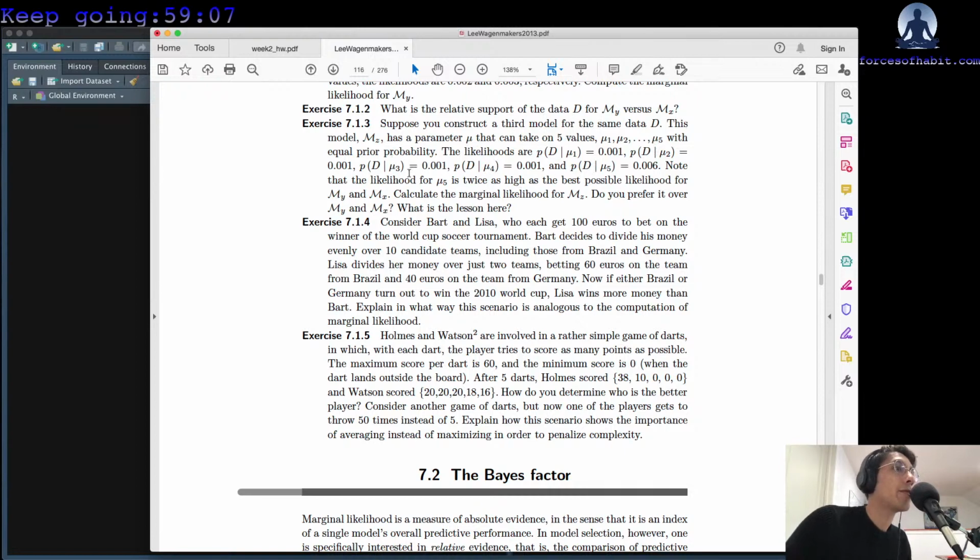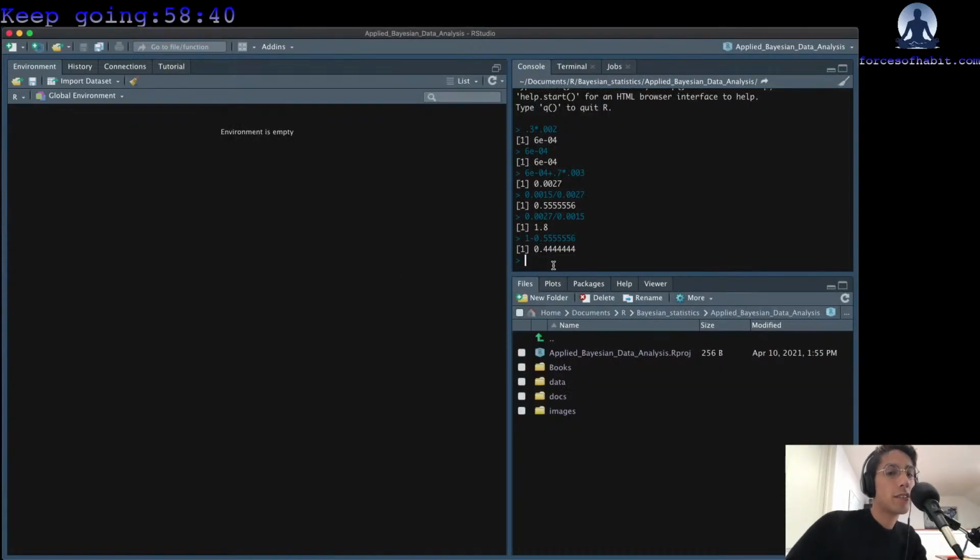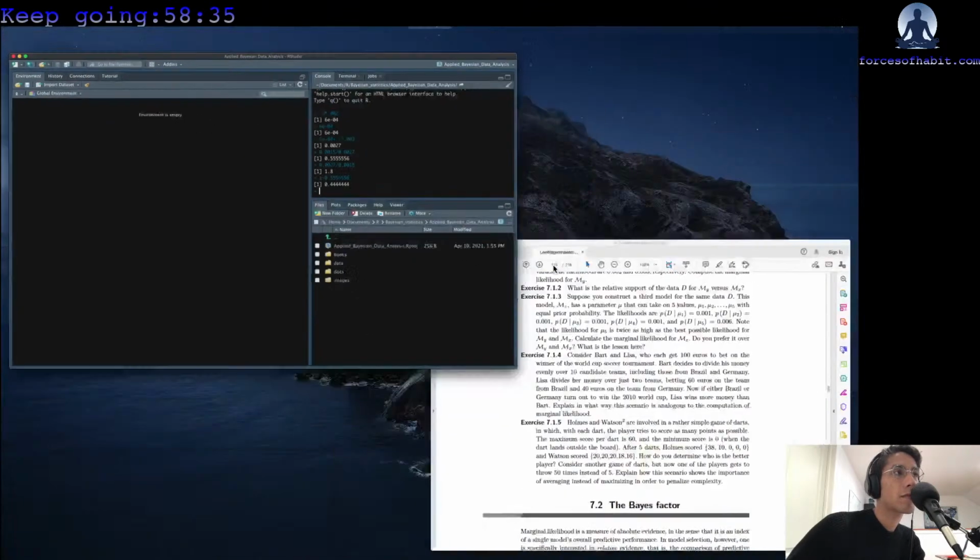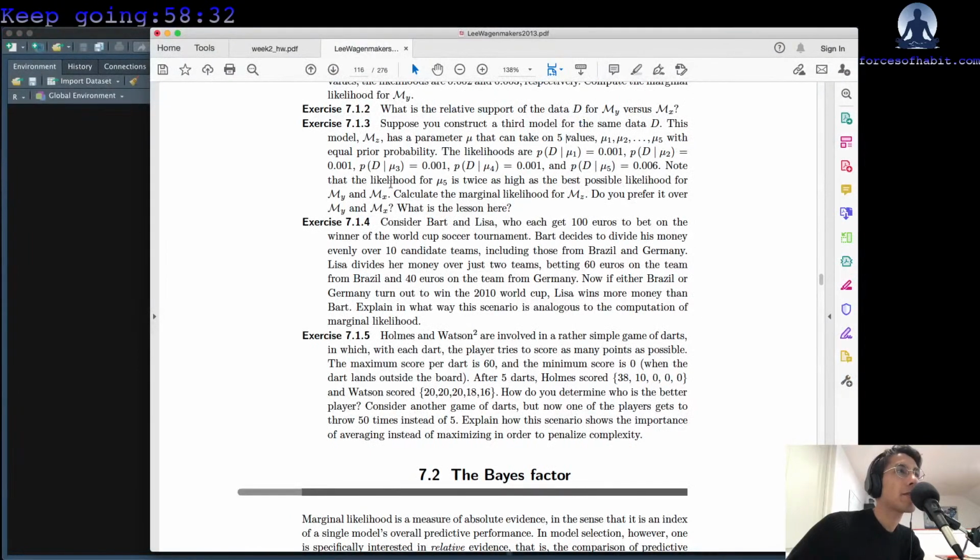Like 2, 4, 6, 8, 10. So we multiply each one of these by 2, which would be our prior, a uniform prior in this case. And then we're going to sum up the values, right? And that's going to give us the marginal likelihood. So note the likelihood for model 5 is twice as likely as the best possible likelihood.